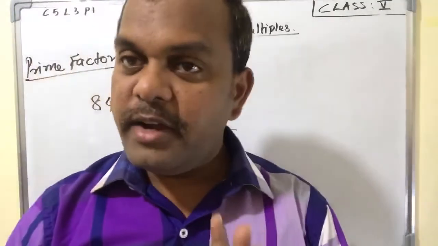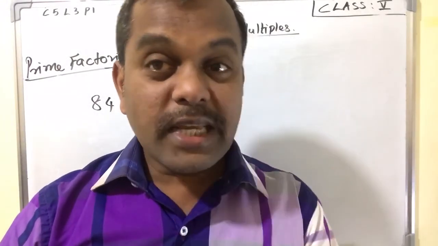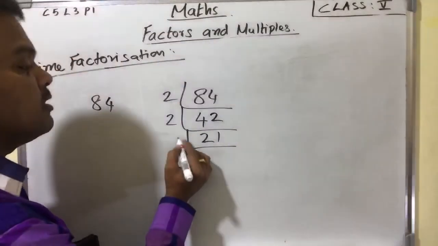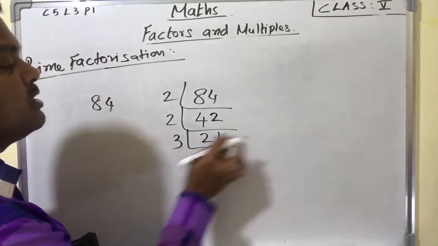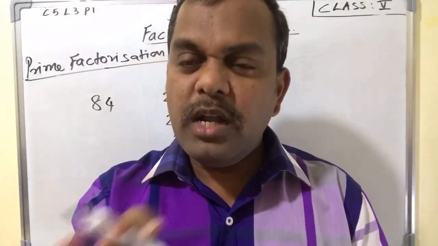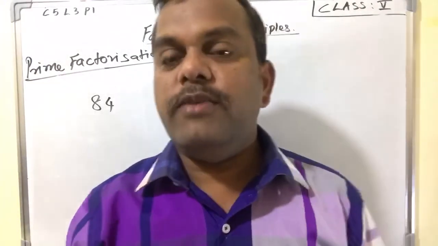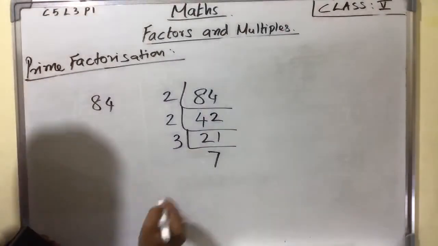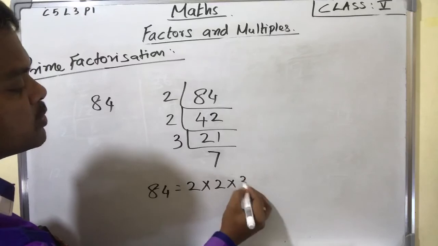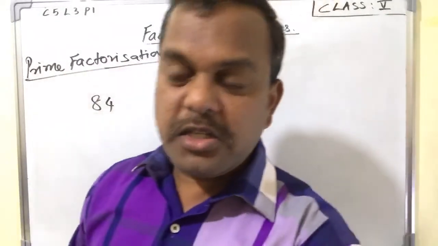21 we cannot divide with 2. If it is not possible, as I told, check the next number. 3 we can divide. 7 3s are 21. 7 is a prime number. Whenever you get a prime number as a remainder, stop the factorization. Now 84 is equal to 2 into 2 into 3 into 7. This is called the factorization method.